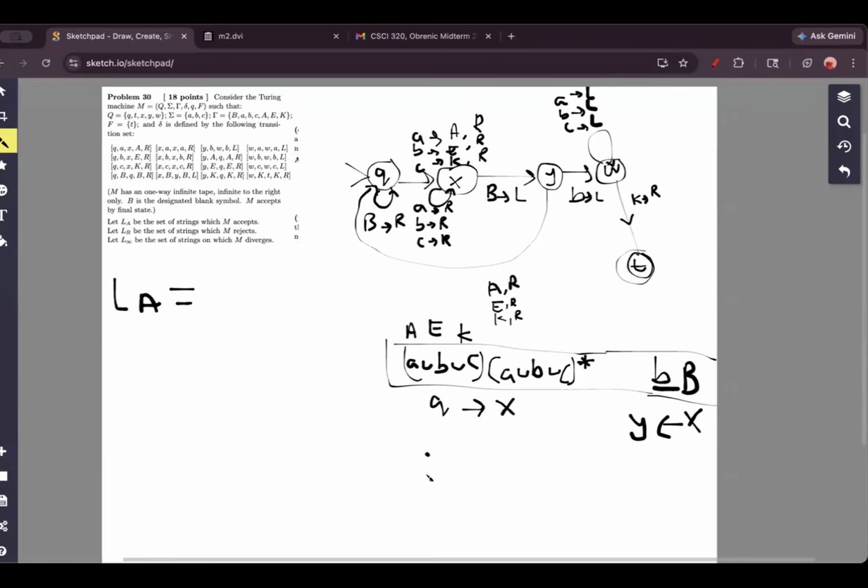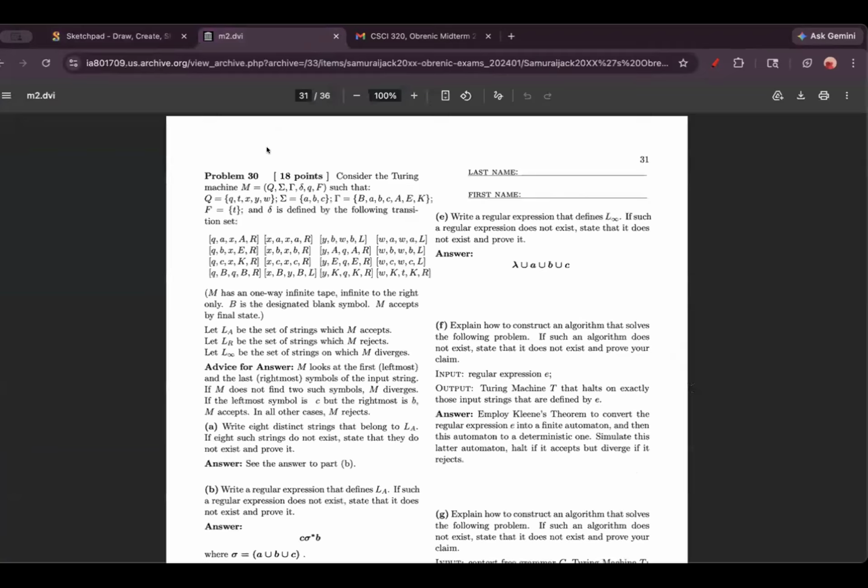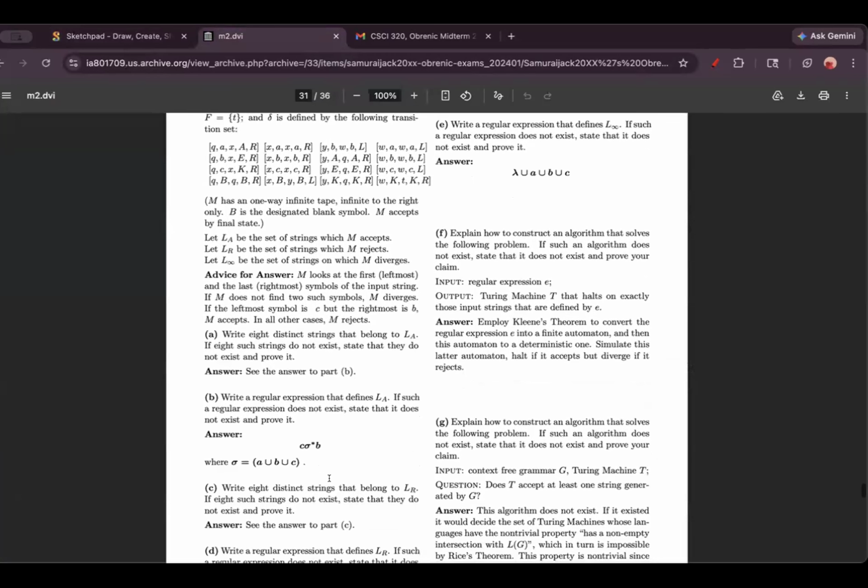A or B or C star, and then B. Okay, yeah. So this is for LA.